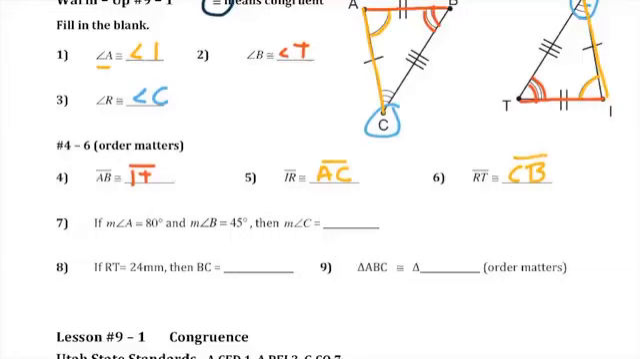Number 7, if the measurement of angle A is 80 degrees and the measurement of angle B is 45 degrees, then the measurement of angle C is what? So we know this is a triangle, and the sum of the angles in a triangle is 180 degrees. So if we take 180 degrees, we subtract 80 for angle A, and then we subtract 45 more for angle B, we'll find the measurement of angle C. So 180 minus 80 is 100, minus 45 would give us 55 degrees.